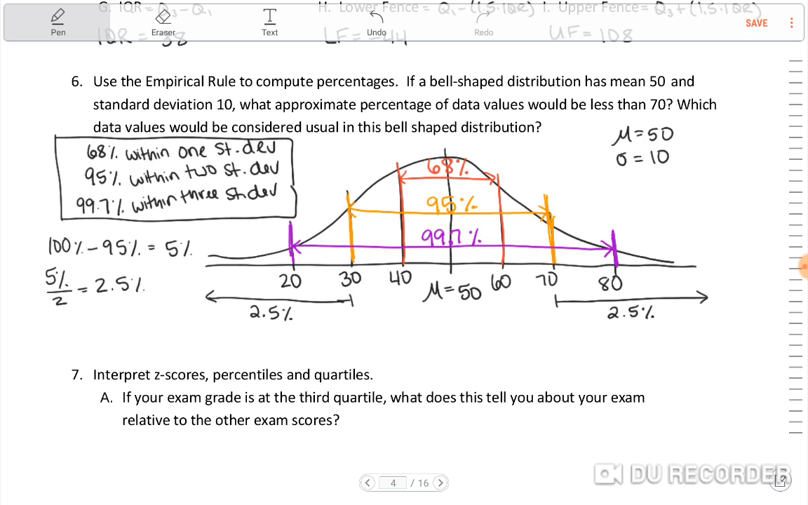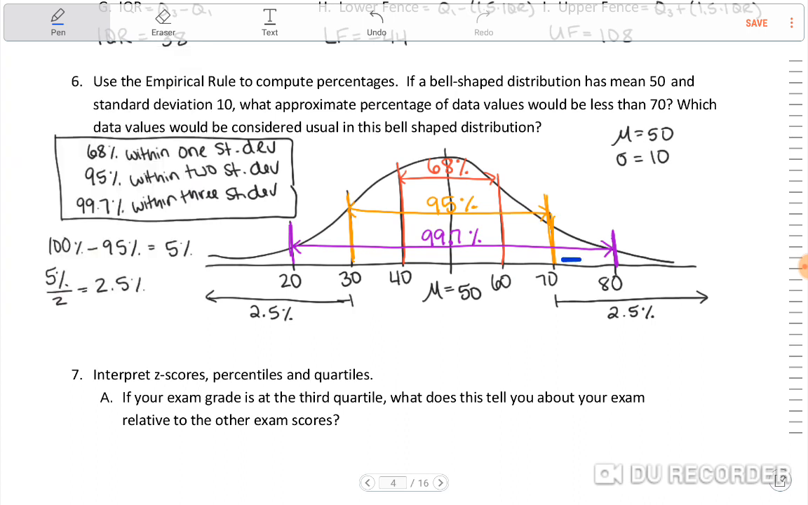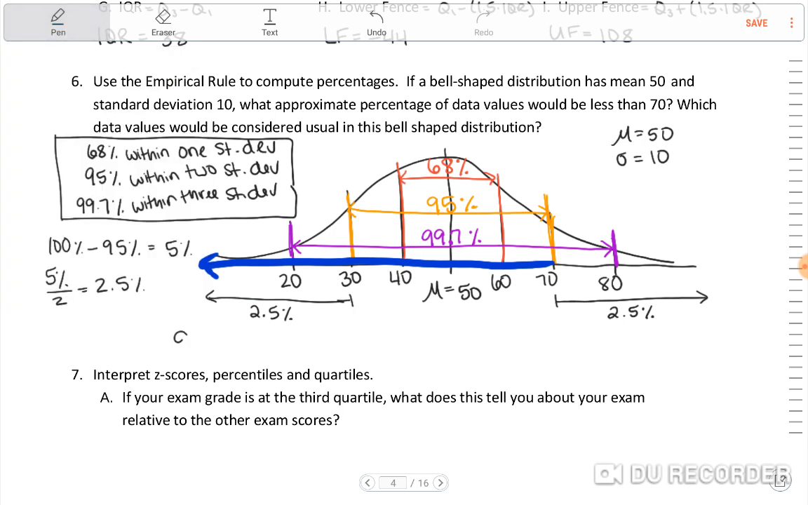Okay, so what I want to know is the total of everything that's less than 70, right? So again, we shaded, maybe I'll do it a little bit differently. Everything from here, that's what I'm looking at, all of that shaded region there. Well, this is 95% plus another 2.5%, so 95% plus 2.5% equals 97.5%. That's how you would find that.